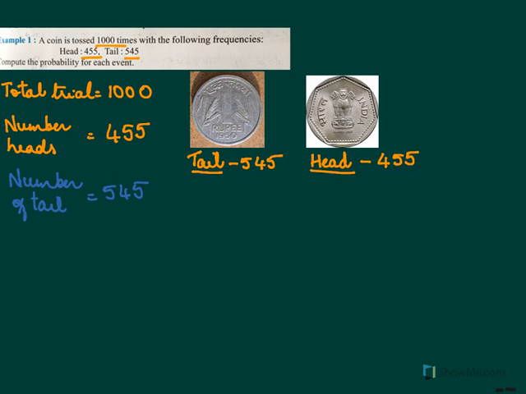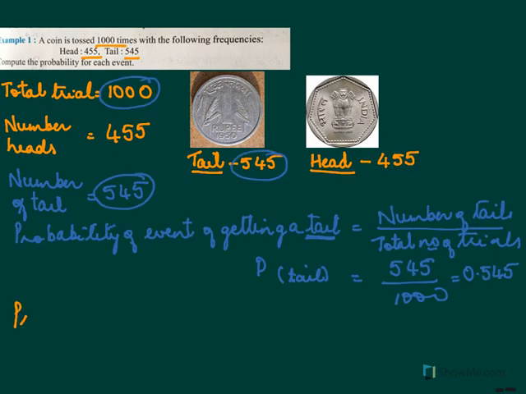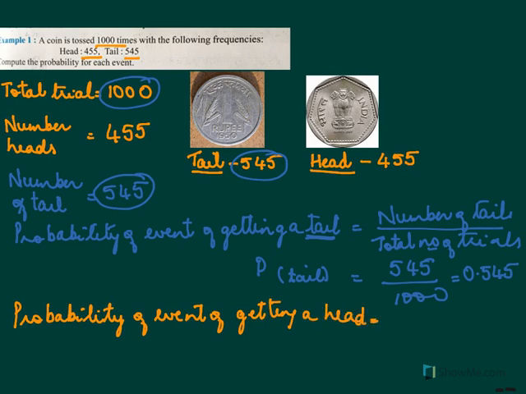Now I want to find the probability of the event of getting a tail. You could just pause the video and look at the statements for the probability of getting a tail. And the total is 1000. So the probability of getting a tail would be 545 over 1000. However, the probability of getting a head would be, now head comes how many times? 455 times. So the probability will be 455 over 1000. That would be the probability of getting a head.